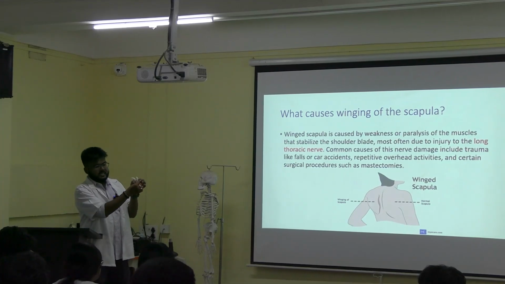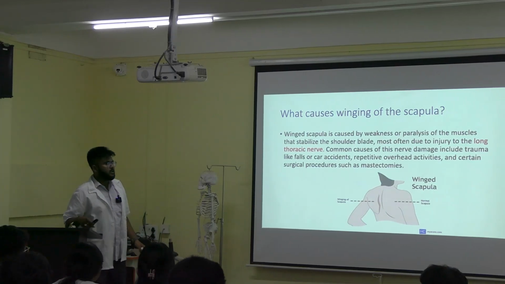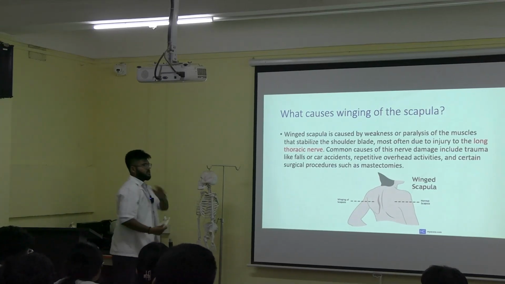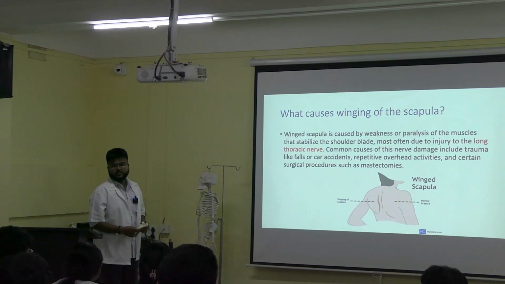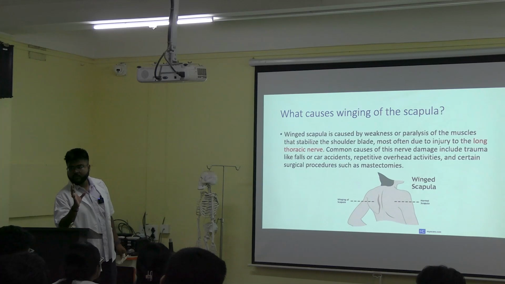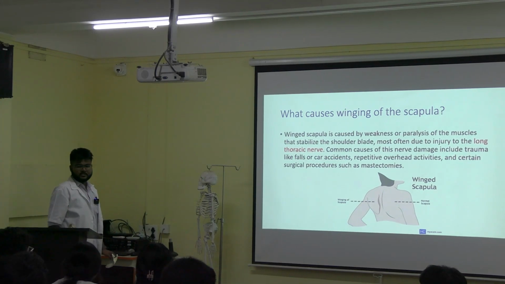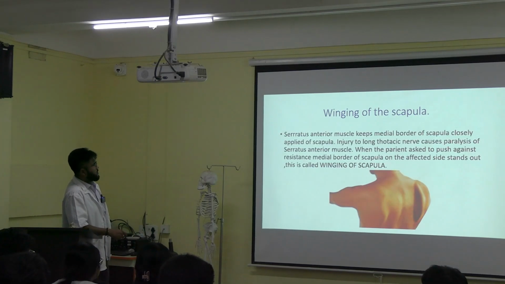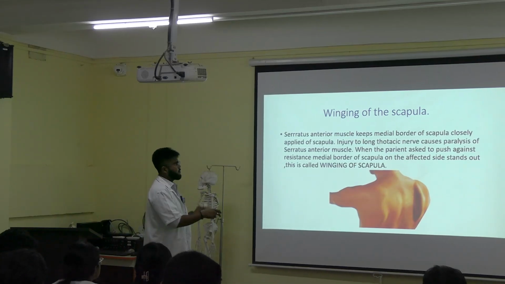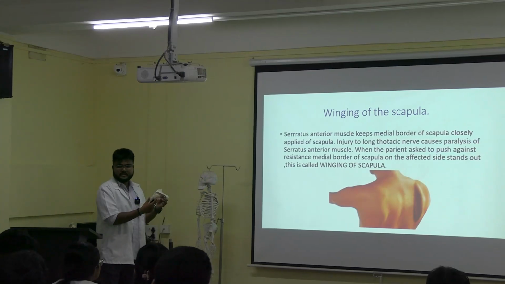This serratus anterior muscle is mainly present on which border? The medial border. So here your medial border is prominent. If you push against a wall, you see the medial border is prominent. This happens only in patients with winging of scapula, not in normal people. The serratus anterior muscle is present at the medial border of the scapula, closely applied to the scapula. But injury of the long thoracic nerve causes paralysis of the serratus anterior muscle.